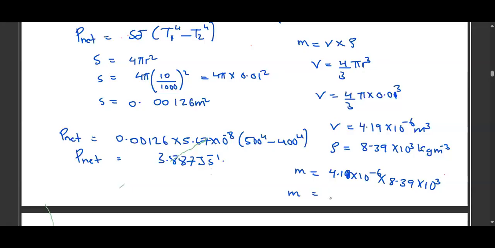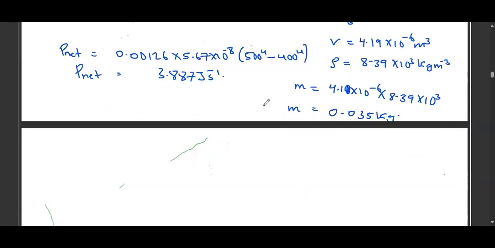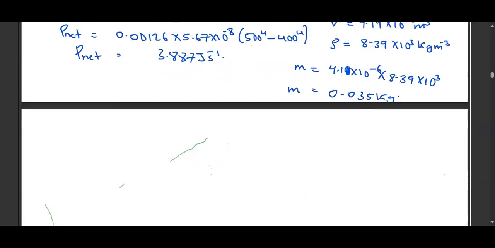So the mass I'm getting is 0.035 kilograms. That is the mass of the copper sphere. So I come and equate these two, that is, what is lost here is going to be equivalent to what is absorbed.